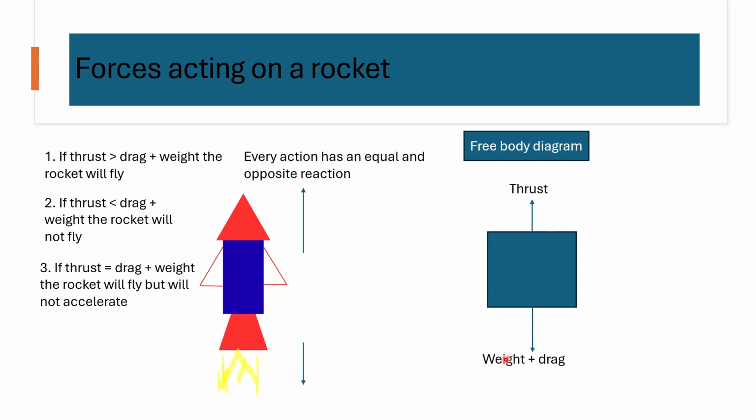The other forces we have are the weight force. It's the weight produced by the mass of the rocket: the mass multiplied by the gravitational acceleration. Drag force is the force produced by the air. We have two types of drag.